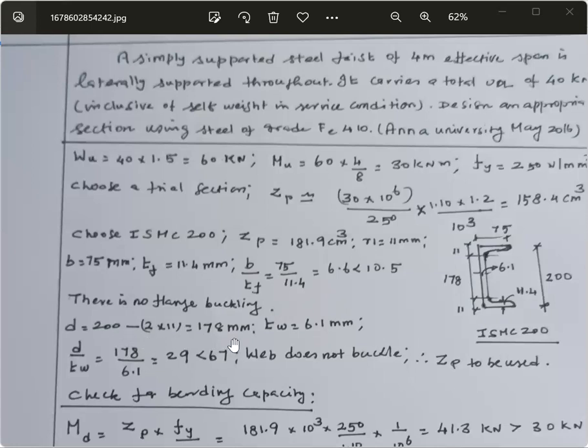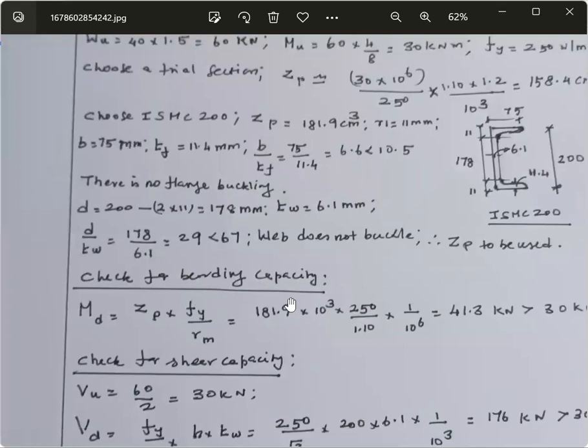This is the depth of the web for calculation of D by TW ratio. TW, thickness of web, 6.1 mm. D by TW, 178 divided by 6.1, 29, which is less than 67. Web does not buckle. This is also automatically taken care of in the case of rolled sections, but this is very, very important to check against shear buckling. As in the case of plate girders, this ratio will determine what expression should be used for bending capacity, whether ZP or ZE, it all depends on the factor whether shear causes buckling of web or not. Here there is no buckling of web. Therefore, ZP can be used without any further checks or validation.